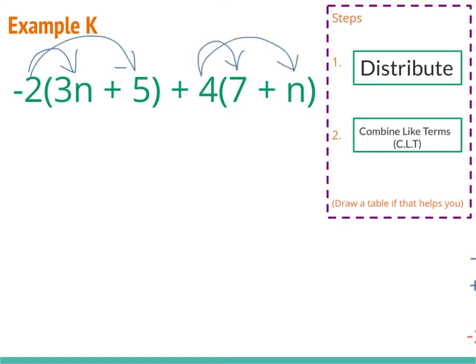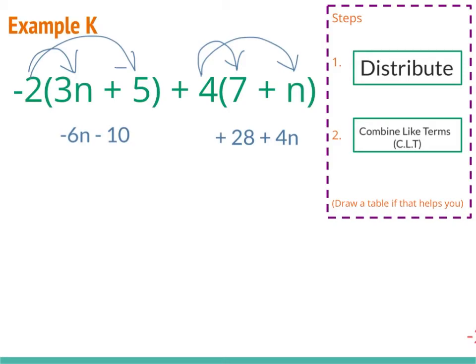So -2 times 3 is going to give me -6n, and -2 times +5 is going to give me -10. So that's one side of my expression. Now I'm going to distribute on the opposite side of the expression. 4 times 7 is +28, and +4 times +1n is 4n.